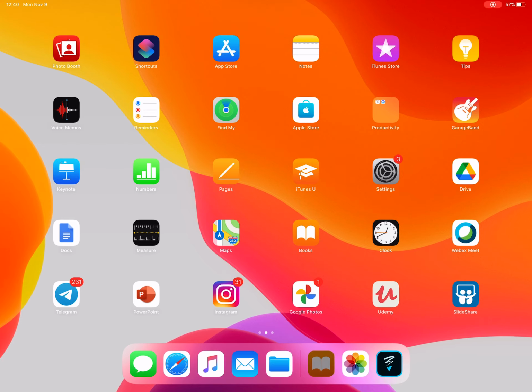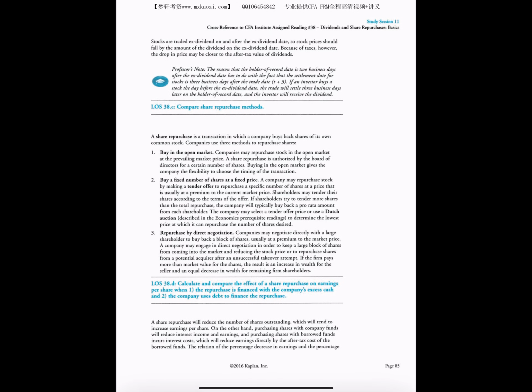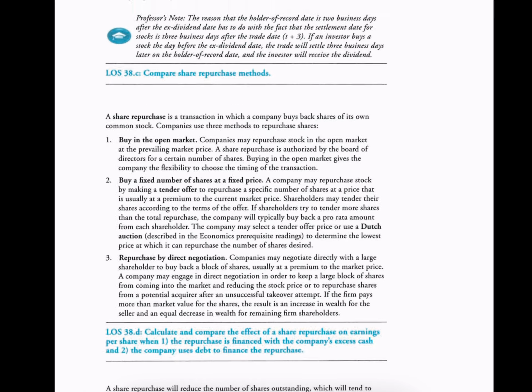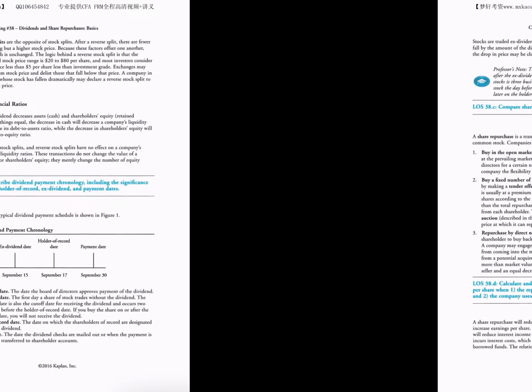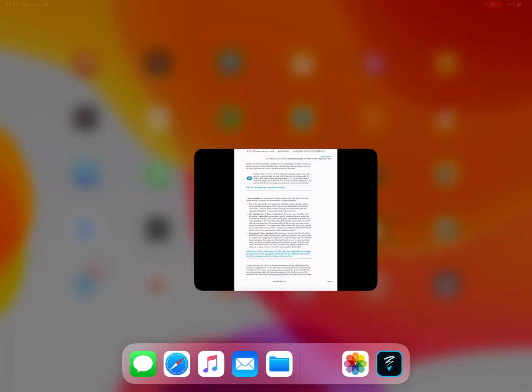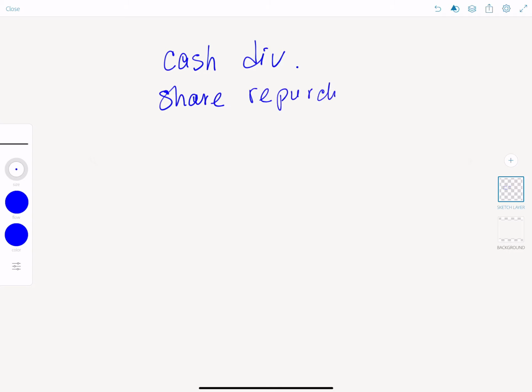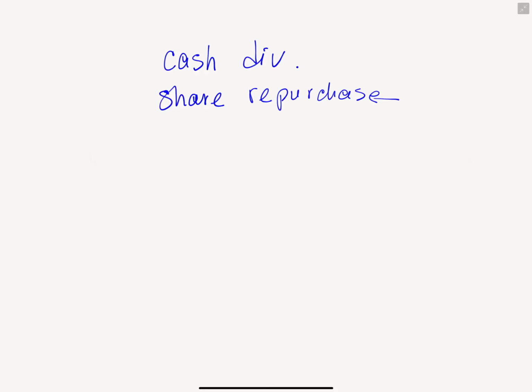Then let's continue. There are ways to buy the dividend in an open market. Let's switch to the notion of cash dividend and share repurchase. Okay, share repurchase. Let's start with discussing cash dividends.